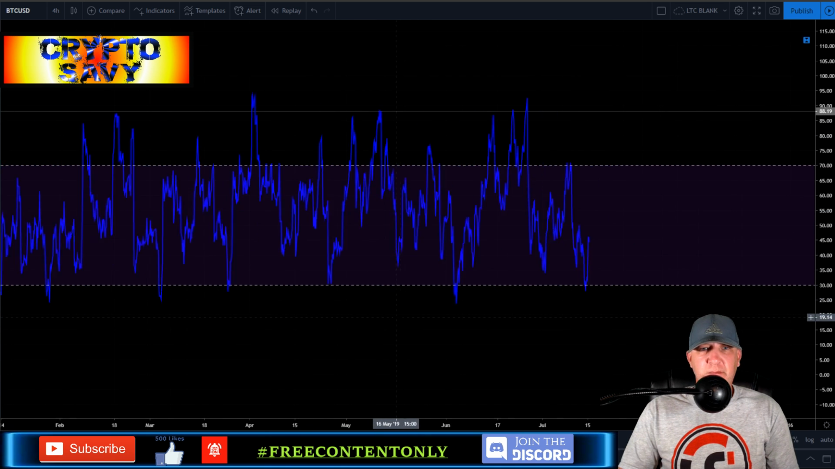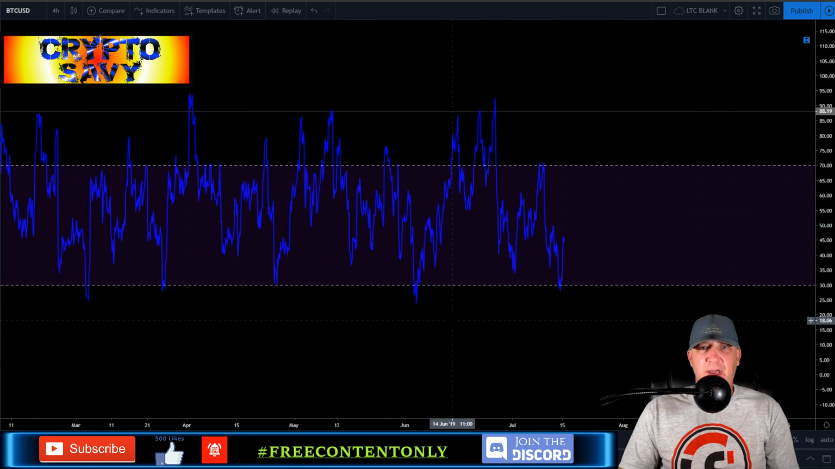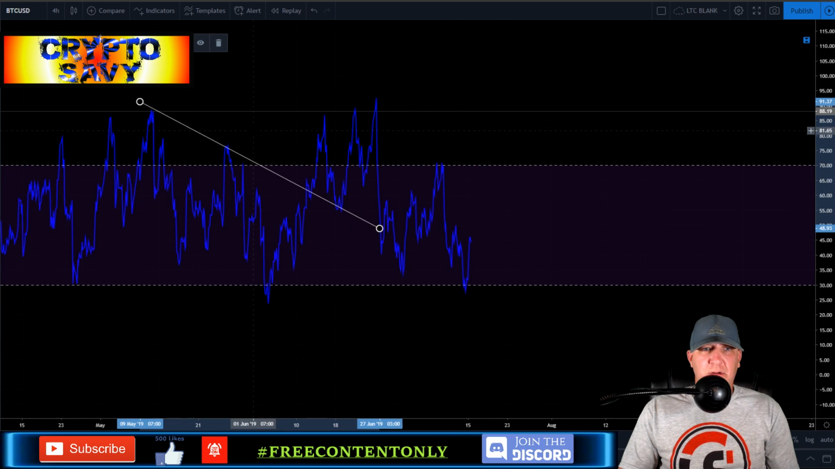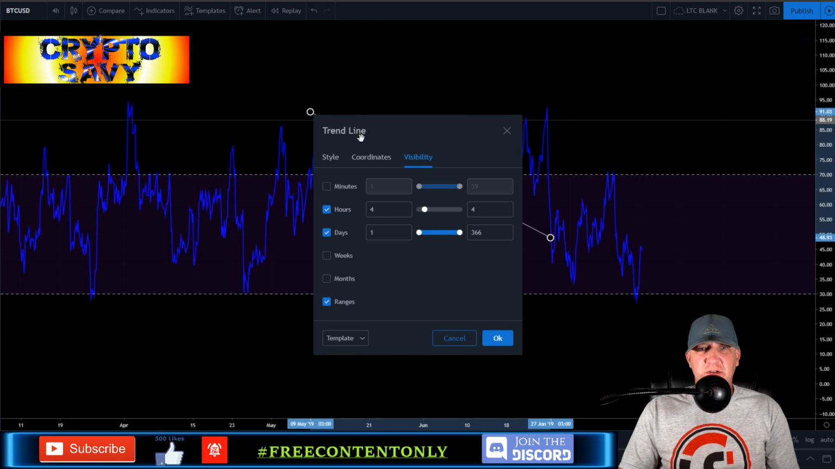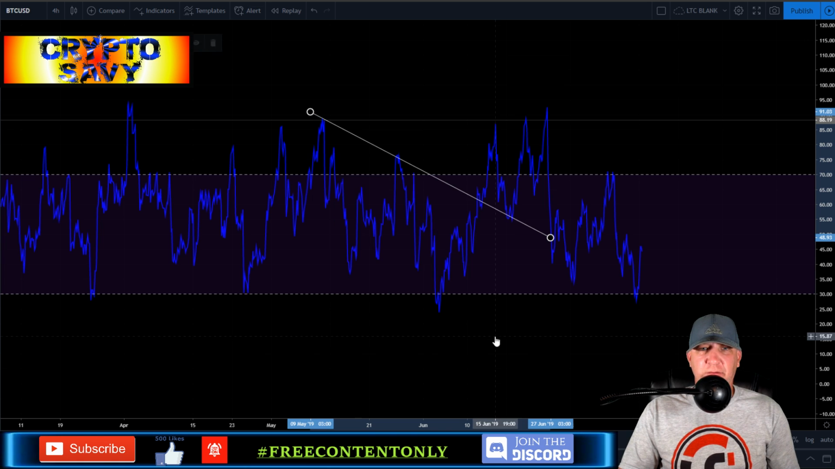And if you zoom out, you can see some patterns, like right here. If you put a trend line across here, and again, we're in the 4 hour. So to keep this just in the 4 hour, we would double click it, take it off the days. And if you want it in different hours, you can move it around. You can figure that out. But yeah, that'll keep it just in the 4 hour.